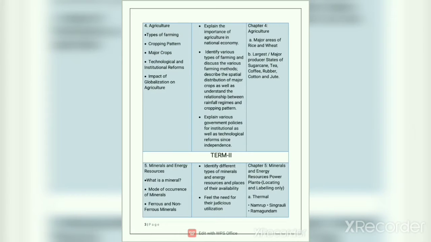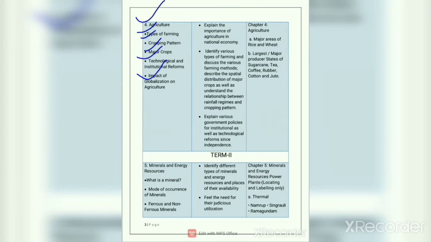The next chapter that you have in term 1 is agriculture. From this chapter you should do the following subtopics: types of farming, cropping pattern, major crops, technological and institutional reforms, and impact of globalization on agriculture. Now let us see the learning objectives of this chapter. What you will learn after reading this chapter.